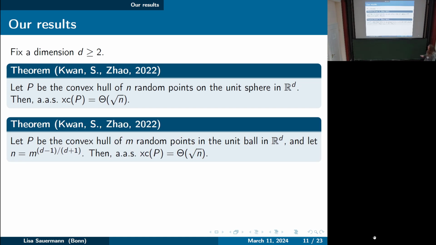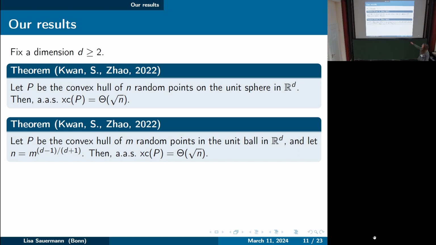And then in the second model, actually the same thing happens. So if P is the convex hull of m random points in the unit ball in R^d, and you let n be this number here, you take this number m to the (d-1)/(d+1). What's the relevance of this number? Well, it is the result from Matthias Reitzner on the last slide, that the number of vertices is typically on the order of n, and so we proved that the extension complexity is typically on the order of square root n. So that means it's again on the order of the square root of the number of vertices.